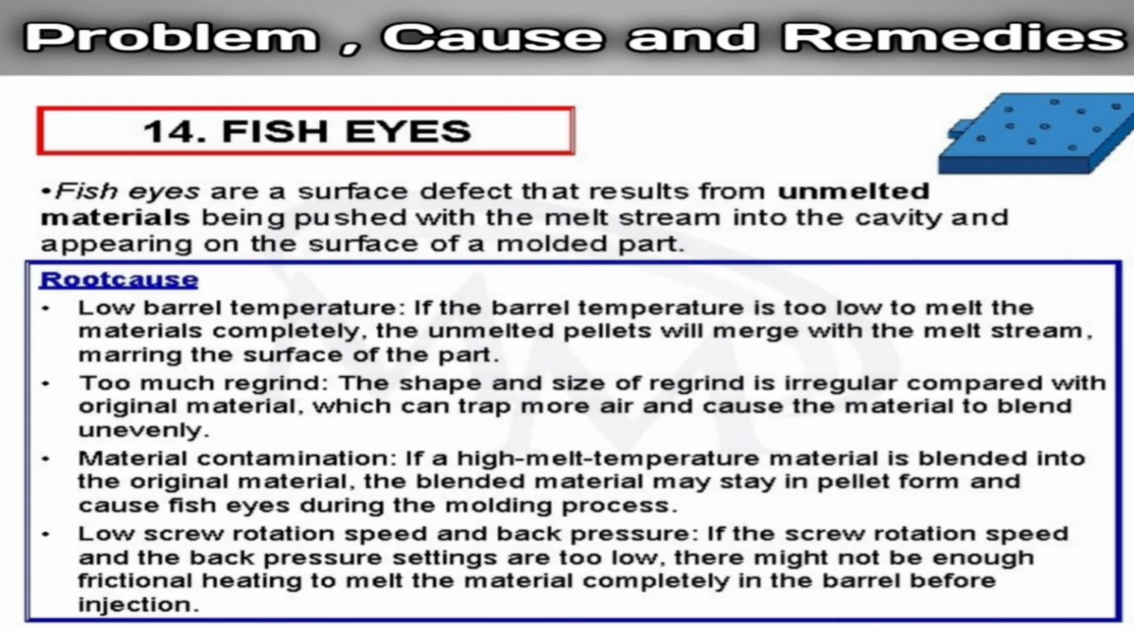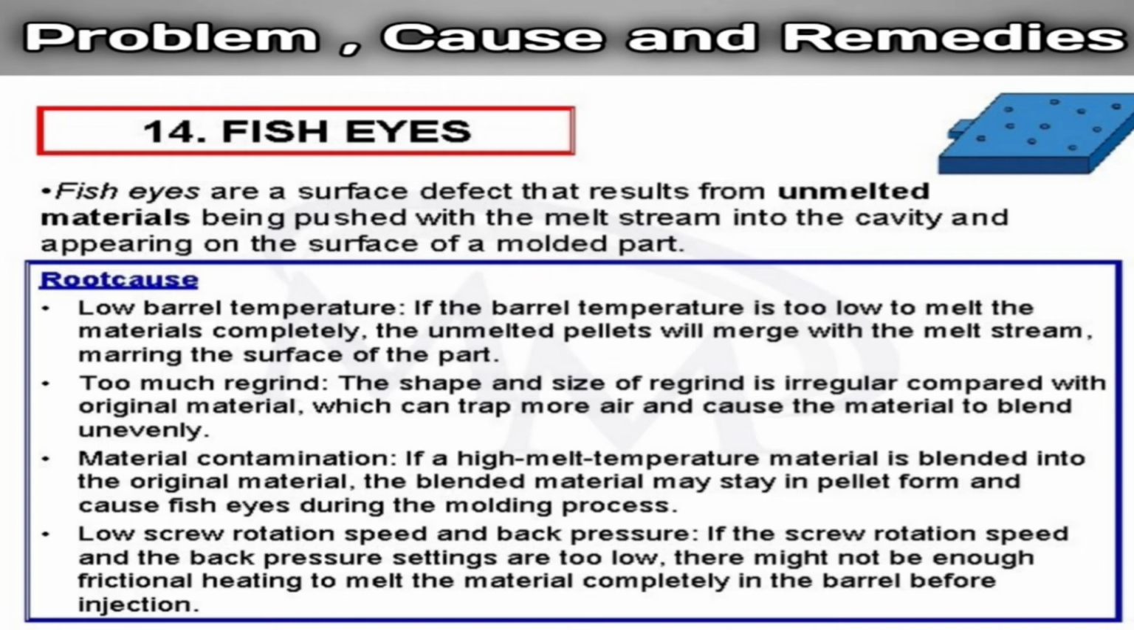Fish eyes. Fish eyes are a surface defect that results from unmelted materials being pushed with the melt stream into the cavity and appearing on the surface of a molded part. Root cause: 1. Low barrel temperature. If the barrel temperature is too low to melt the materials completely, the unmelted pellets will merge with the melt stream, marring the surface of the part. 2. Too much regrind. The shape and size of regrind is irregular compared with original material, which can trap more air and cause the material to blend unevenly. 3. Material contamination. If a high melt temperature material is blended into the original material, the blended material may stay in pellet form and cause fish eyes during the molding process.